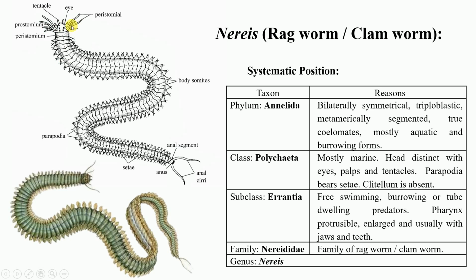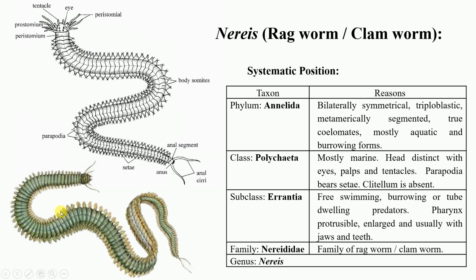So the tentacles are total 5 pairs, of which one pair is present on the prostomium, which is known as the prostomial tentacle. These are the prostomial tentacles here you can see, and these are the peristomial tentacles, which occur in 8 pairs. Now parapodia, so all these you can see are the parapodia.